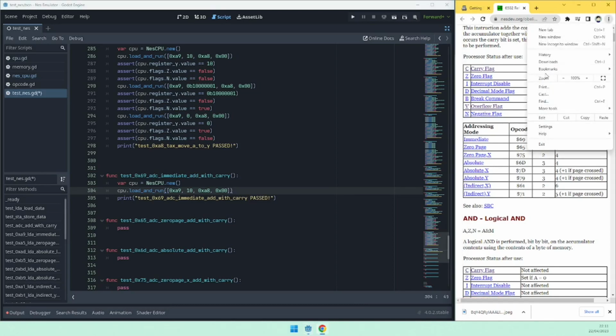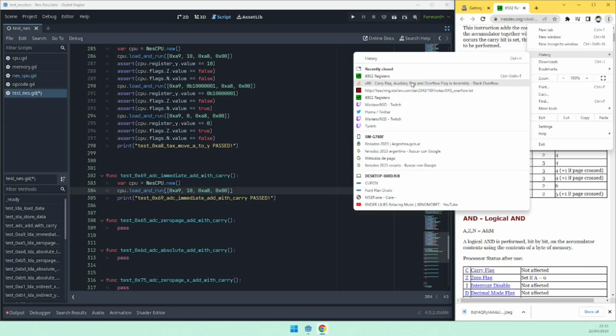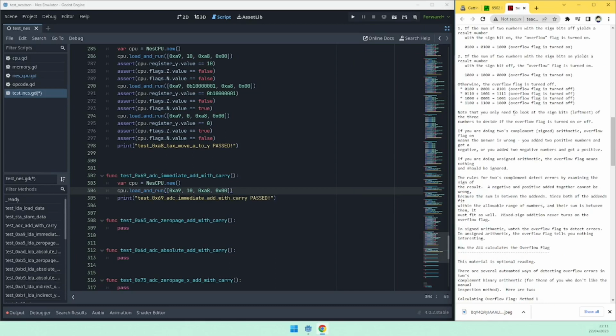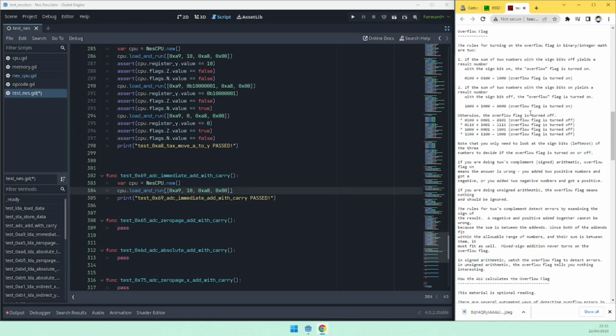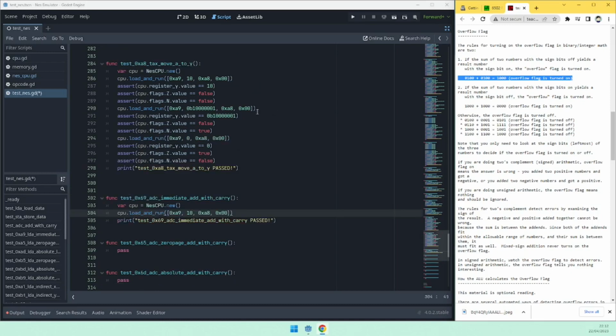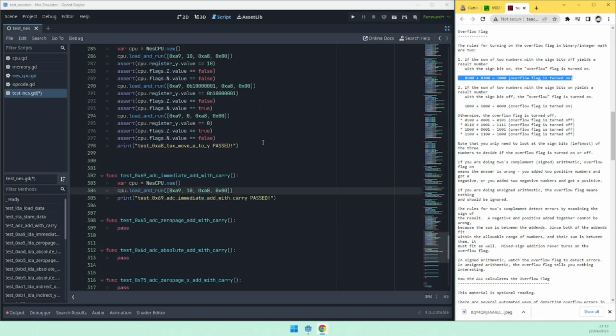So let's find from the history this overflow txt, and there are a good list of tests in here. So let's make these operations. This one is made in binary with 4 bytes, but we can make it in 8 bytes, of course.